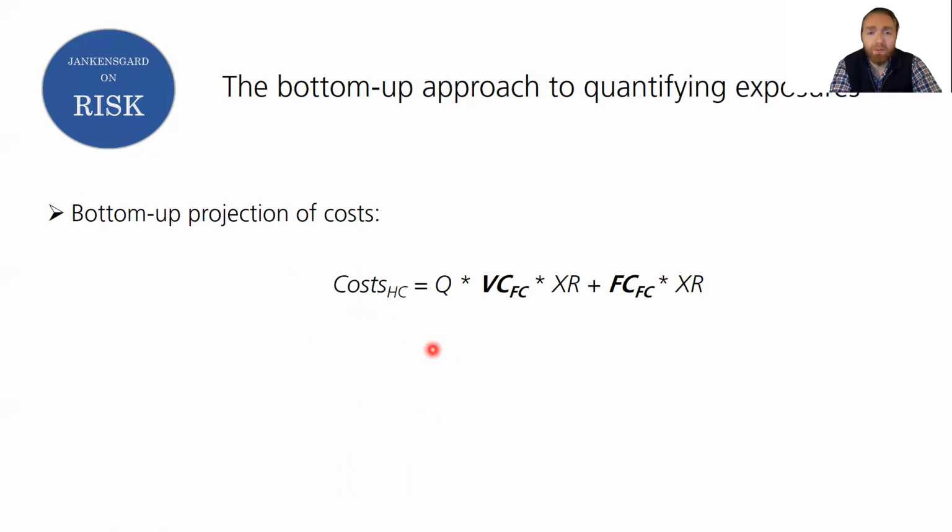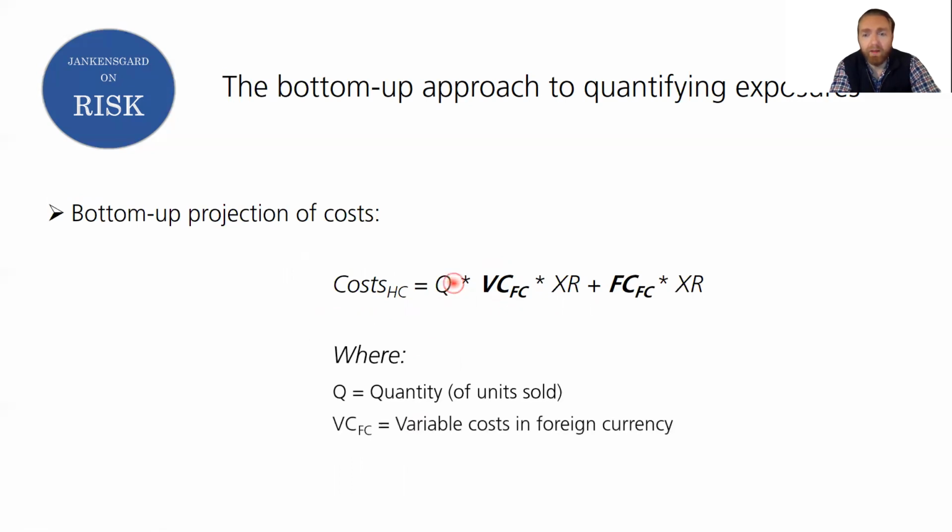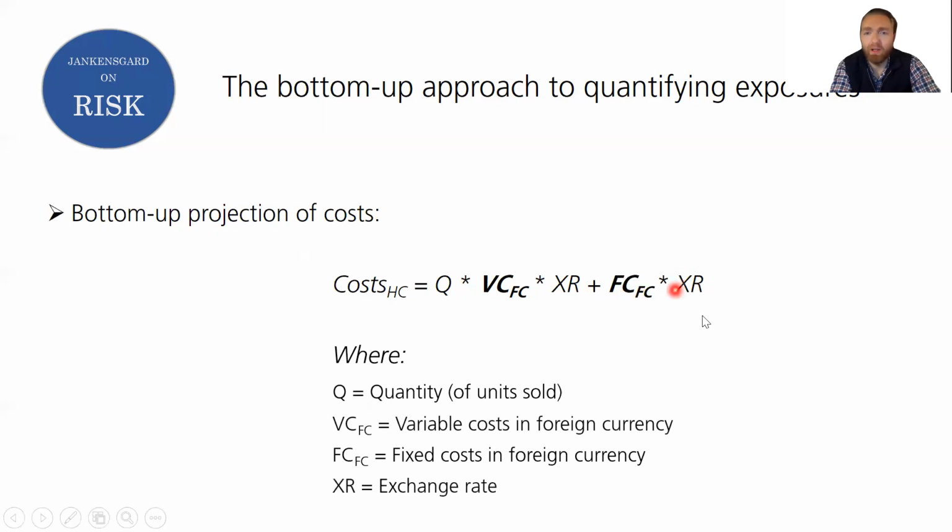So, and something very similar goes on the cost side. Again, note that we're ultimately looking for home currency numbers here. Here we have something new introduced, which is the variable cost in foreign currency, which is then multiplied by quantity. And over here you have fixed cost in foreign currency, again multiplied by the exchange rate to get that back into home currency.